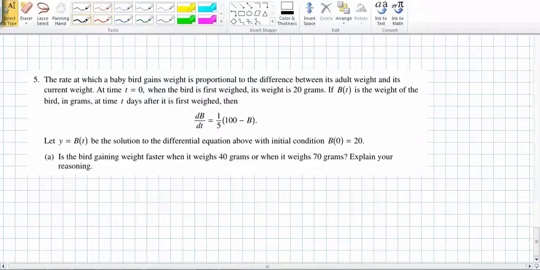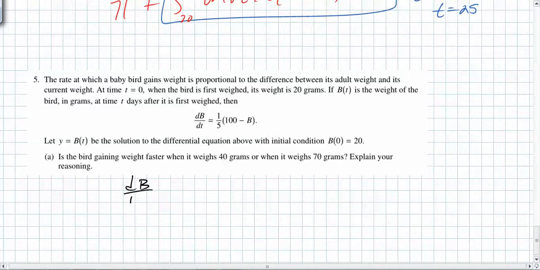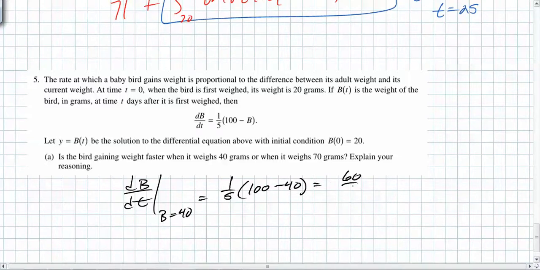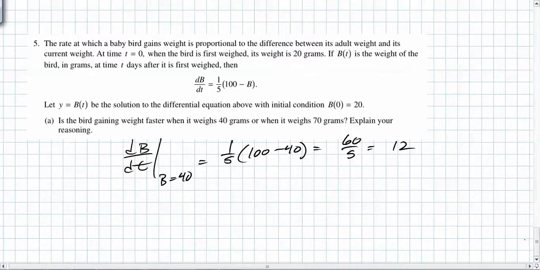Okay. What can you actually figure out? You can find the rate of change at each of those values. So you can find dB dt at B equals 40. This first one is just going to be 1/5 times 100 minus 40, which is 60 over 5, which is 12. And what's that unit? Did they tell you what the units are going to be? Is it grams per day?